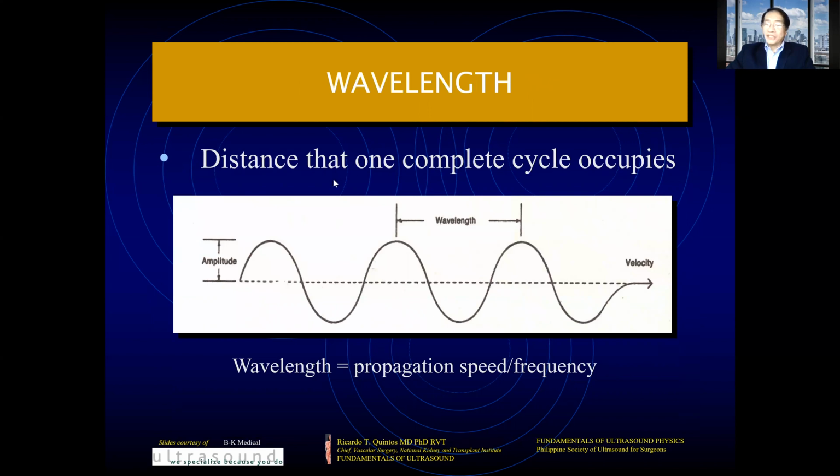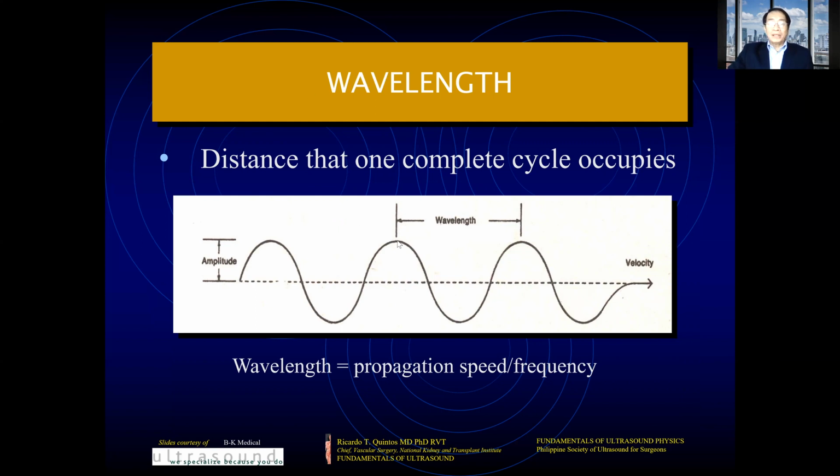The wavelength is the distance that one complete cycle occupies. If you have a wave here, one complete cycle is a movement from the top of the wave to the bottom of the wave and back to the starting point. So that is one wavelength. If you imagine it in a static two-dimensional area, that is one cycle because it goes up, down, and then up again. So that is one cycle.